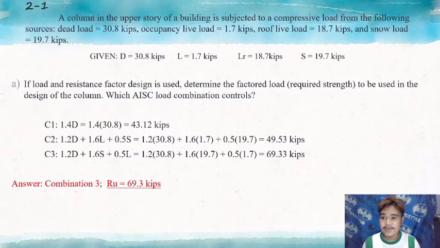So for our first problem, 2.1, a column in the upper story of a building is subjected to a compressive load from the following sources. Dead load is equal to 38 kilopascals. Occupancy live load is equal to 1.7 kilopascals. Roof live load is equal to 18.7 kilopascals, and our snow load is equal to 19.7 kilopascals.